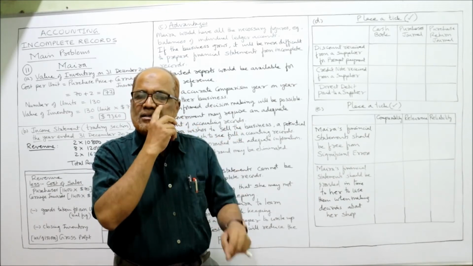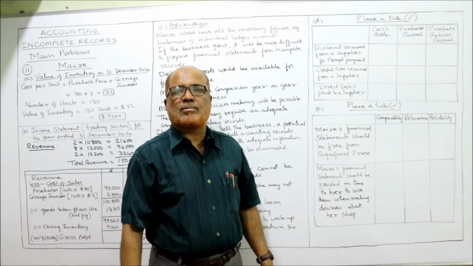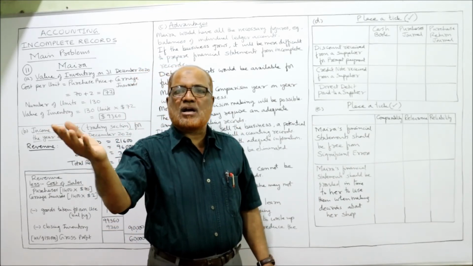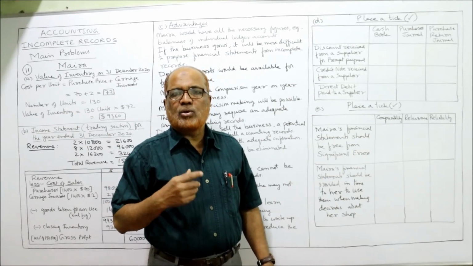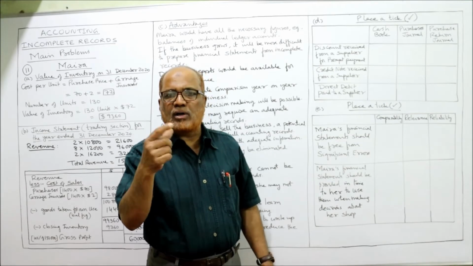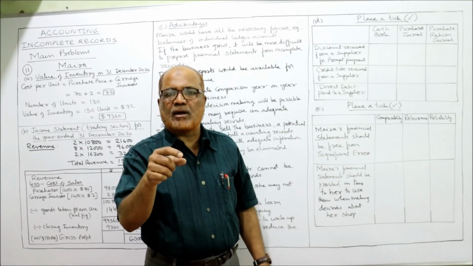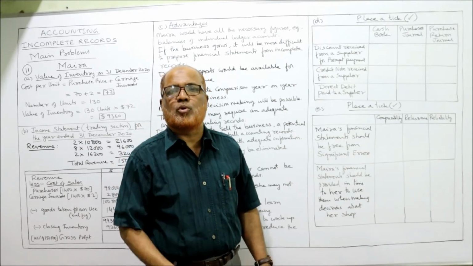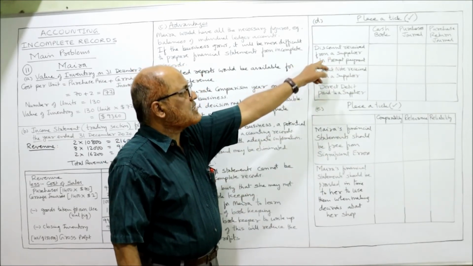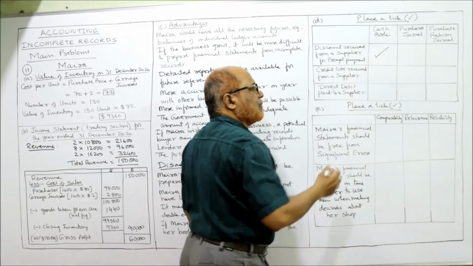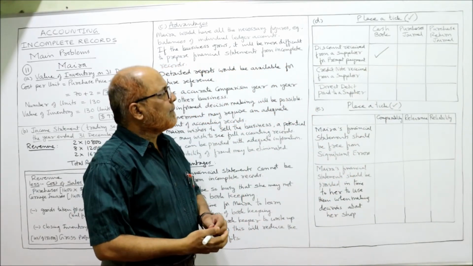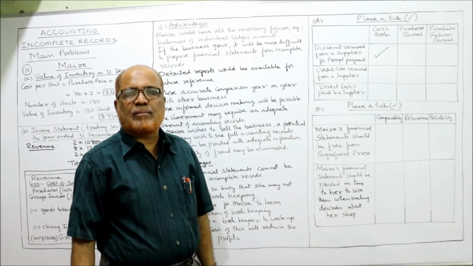So the debit side is discount allowed to customers. The credit side is discount received from suppliers. So any discount allowed or discount received will be recorded in the cash book. So here, discount received from a supplier for prompt payment will be recorded in the cash book. That's it. Second one, credit note received from a supplier.